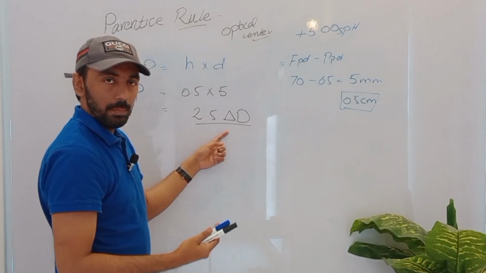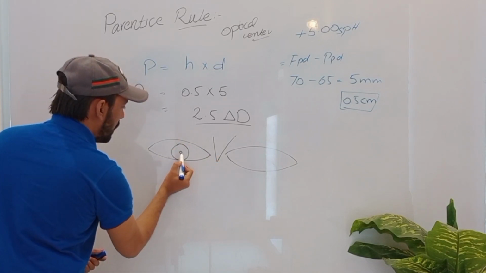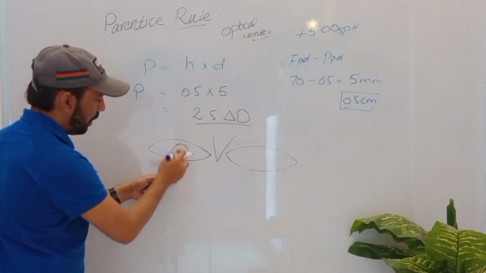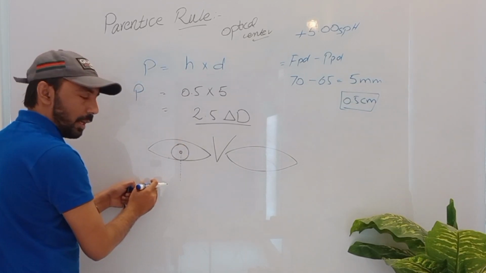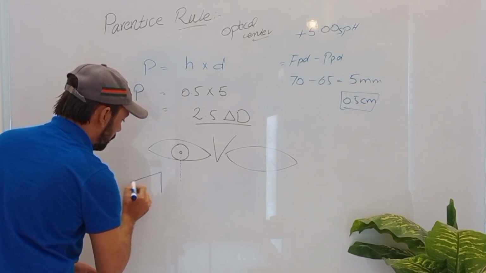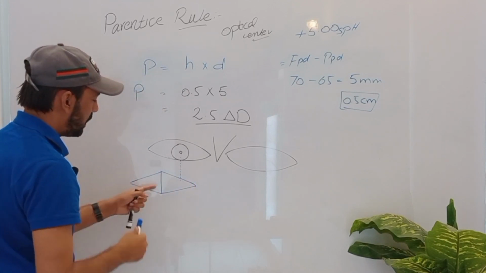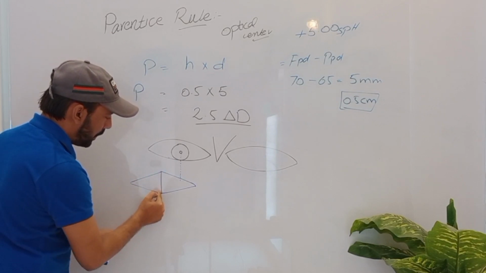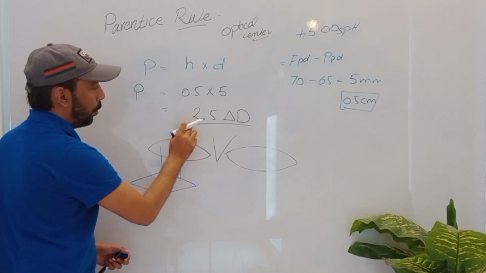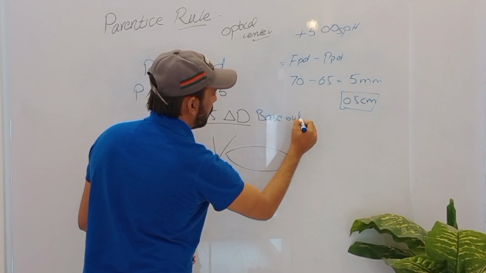But what will be the orientation of the prism? Actually, our lens is decentering towards the temporal side. So this is the center of the pupil, but the optical center is not exactly before the patient's pupil. It is towards the temporal side, and the lens is a plus lens. So in this case, you can see this is the base of the prism, and the base is outside here, right? So 2.5 prism diopter base out.